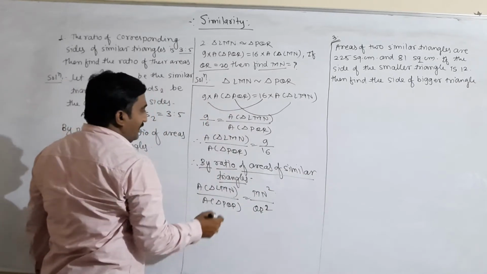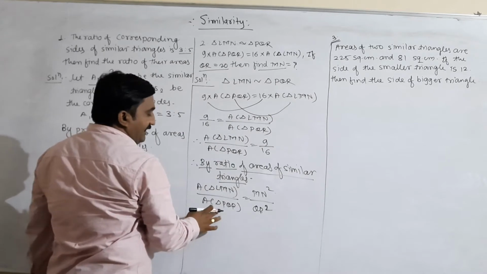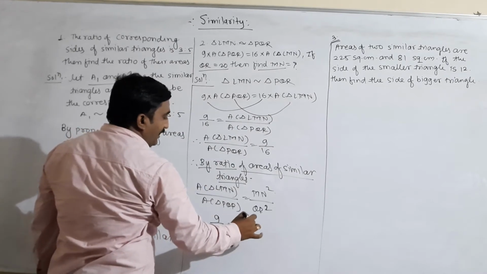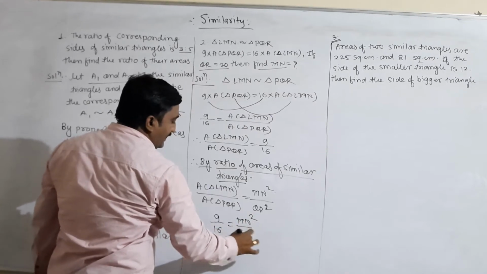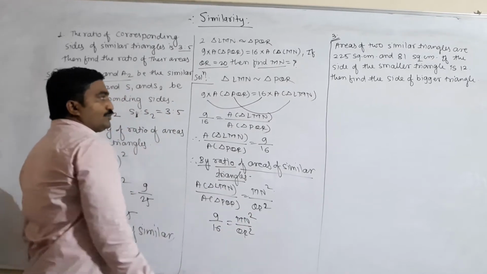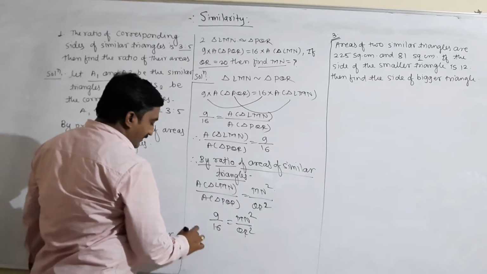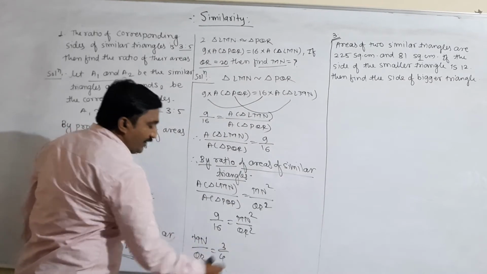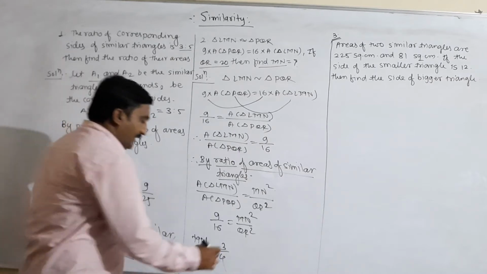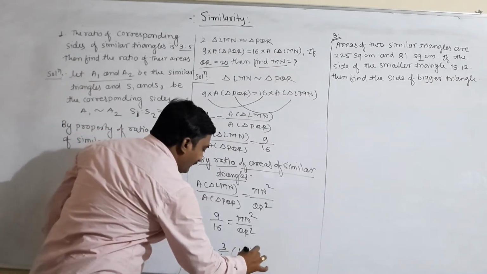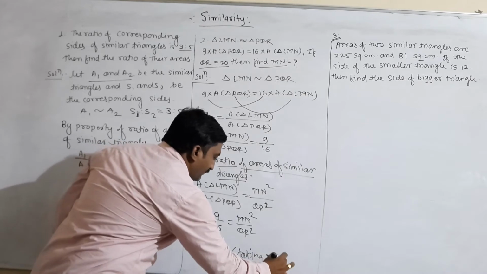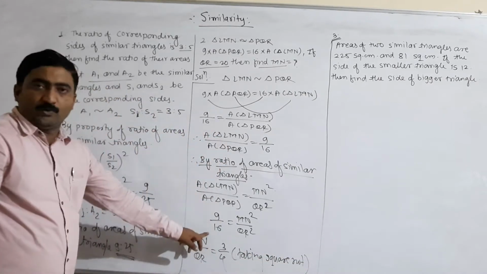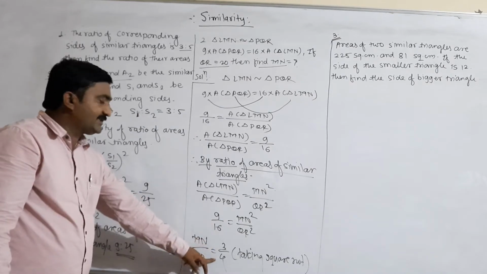So we can write area of triangle LMN divided by area of triangle PQR, 9 by 16, is equal to MN square divided by QR square. By taking square root of both sides, MN divided by QR is equal to 3 by 4. Square root of 9 is 3, and square root of 16 is 4.